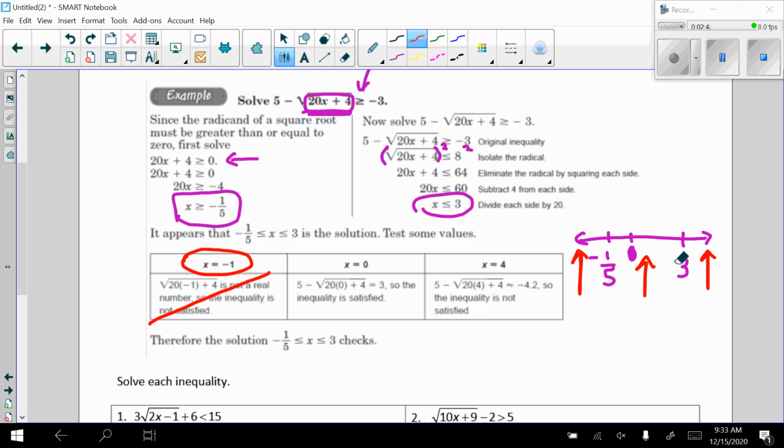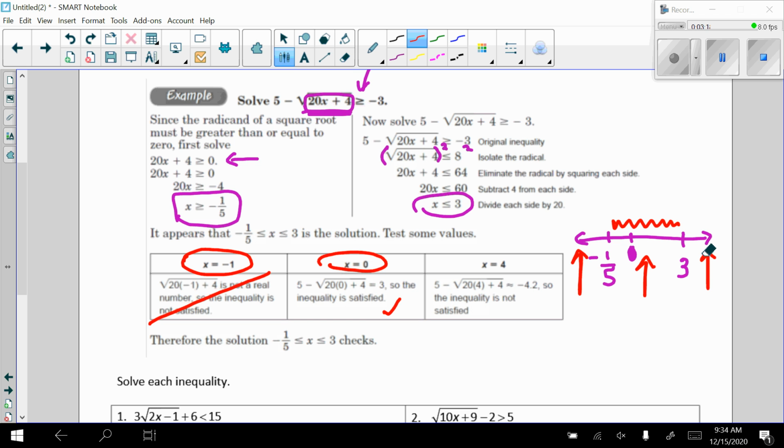Testing between negative 1/5 and 0, the easiest number to substitute is 0. When we substitute that value in, we find out that yes, that does work. We get 3, okay? And 3 is bigger than -3. So that worked. So this area right in here, those numbers, are all part of our solution set.